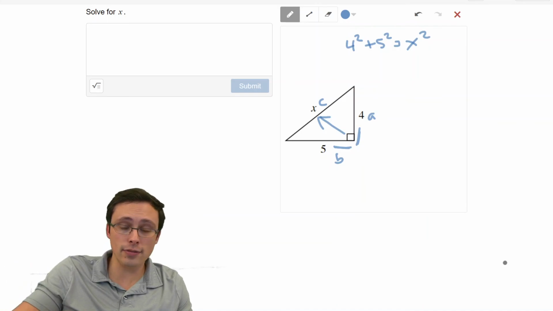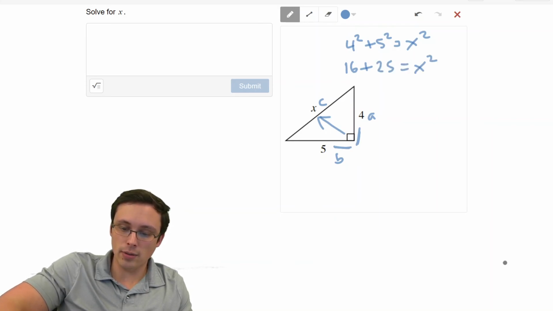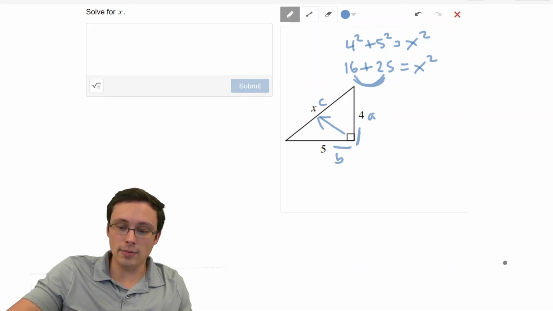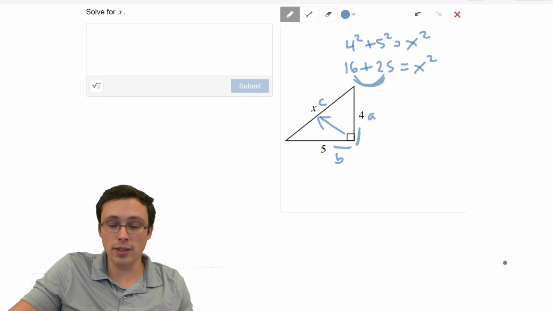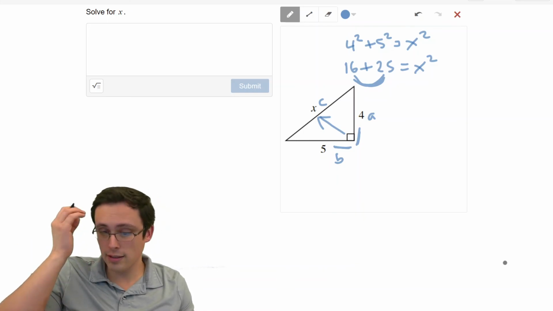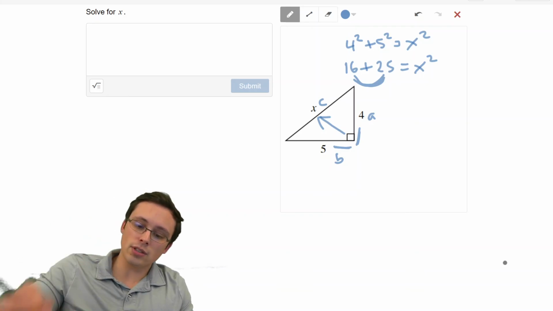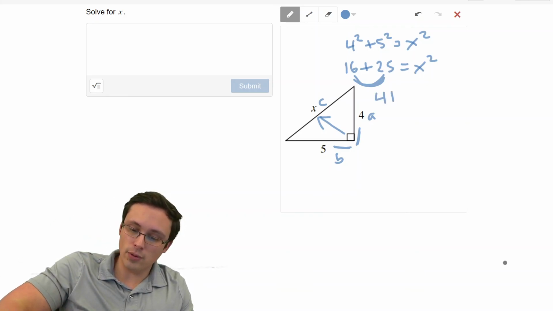Again, square the stuff you can square. 4 squared is 4 times 4. That is 16. 5 squared is 5 times 5. That is 25. And that leaves us with x squared. Now, in this one, these are on the same side of the equal sign, so we can actually add them together. What is 16 plus 25? Well, 10 and 20 would get us 30. 6 and 5 gets us 11. So it's a 30 and an 11, which is a 41.